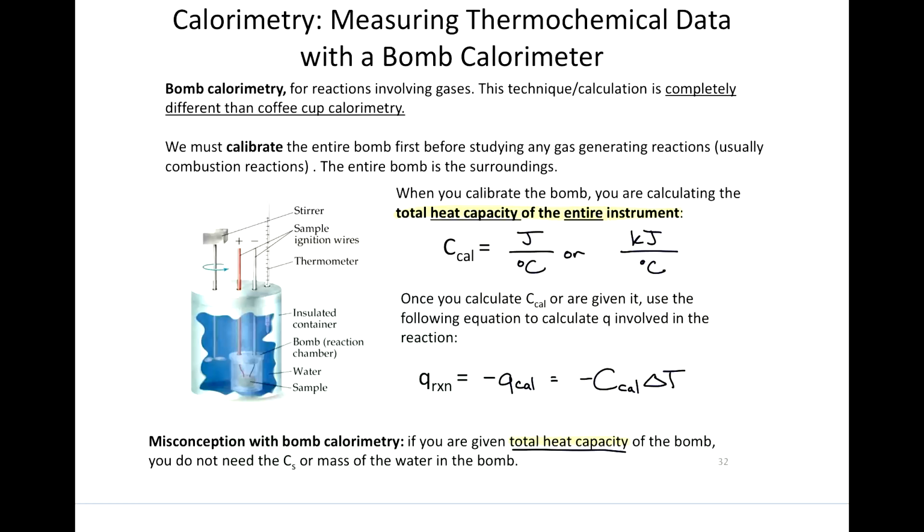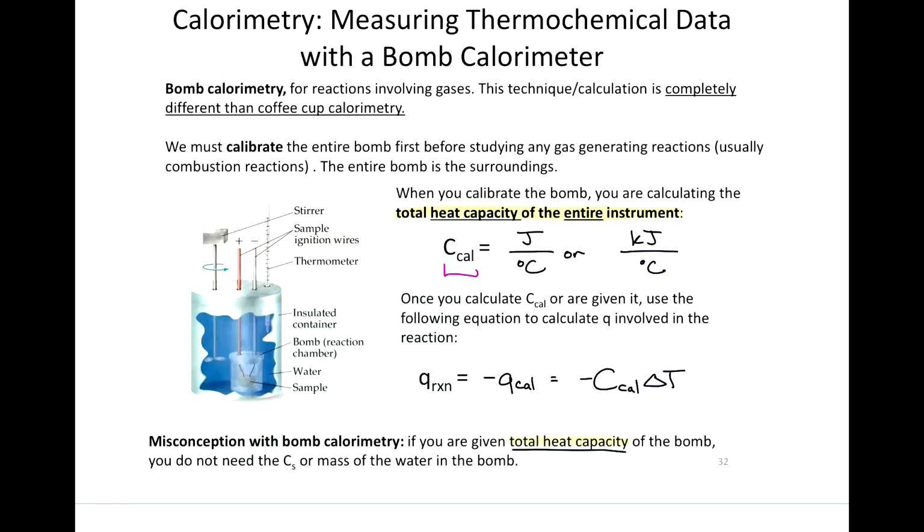So in this process, bomb calorimetry, we're not doing the reaction in a cup. We're doing it in a concealed container. This process is good for reactions that generate a lot of gases. Typically when we use a bomb to determine the enthalpy change for a reaction, we will calibrate the bomb. What that means is we calculate the total heat capacity of the entire instrument. So we calculate how much energy it takes to heat up the calorimeter by X number of degrees. This C-cal will have the unit joule or kilojoule per degree Celsius like most heat capacities.